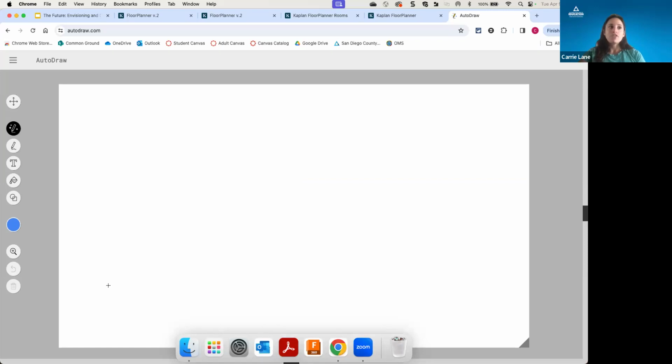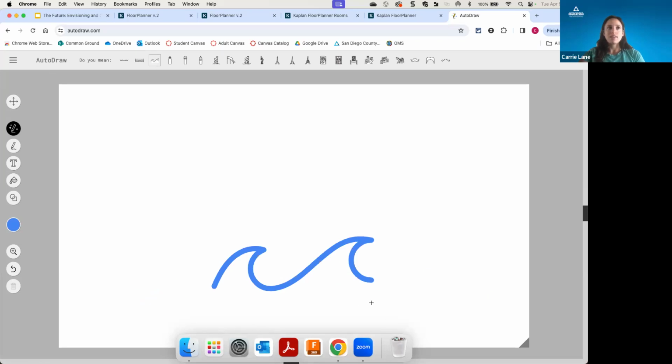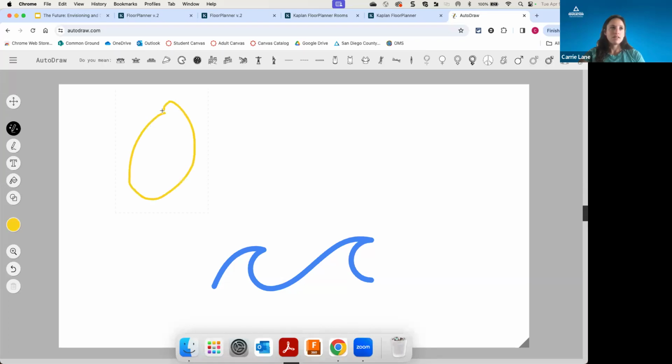And what I like about the magic pen is as you start to draw things, it uses AI to recognize what it thinks you're trying to draw. And so I was trying to draw a wave, not that easy using a mouse. Now it recognizes it and it can fix it for me. And so I do that. And then if I want to change my color, okay, now I want to change it. So I have my sun.